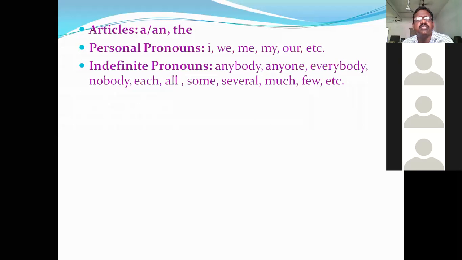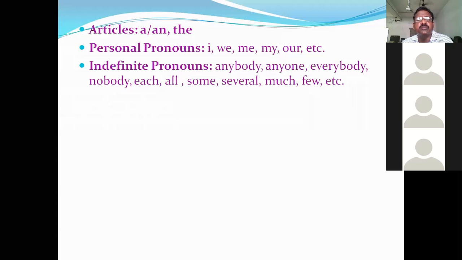Three, sir. I say two. Can you agree with me? Two articles, I say: a or an, and the. Whenever necessity is there, use a and an: an apple, a pen, in this way. So that is one, and the other one is the.